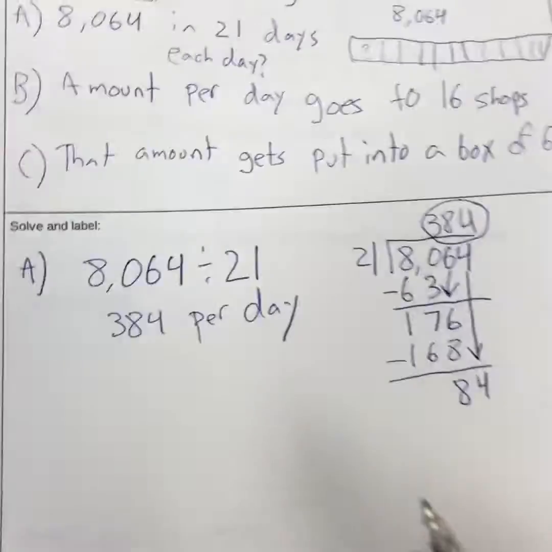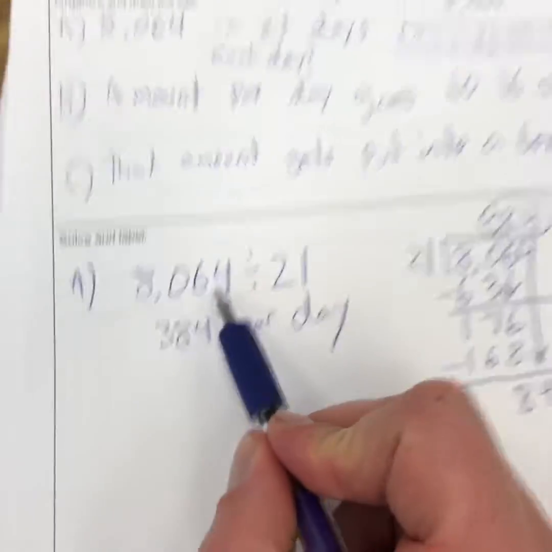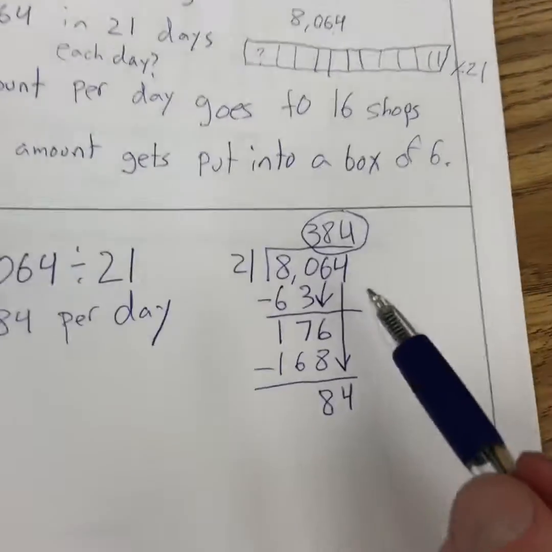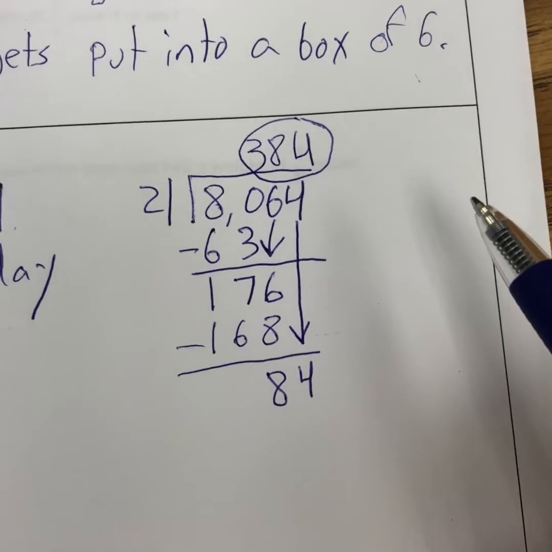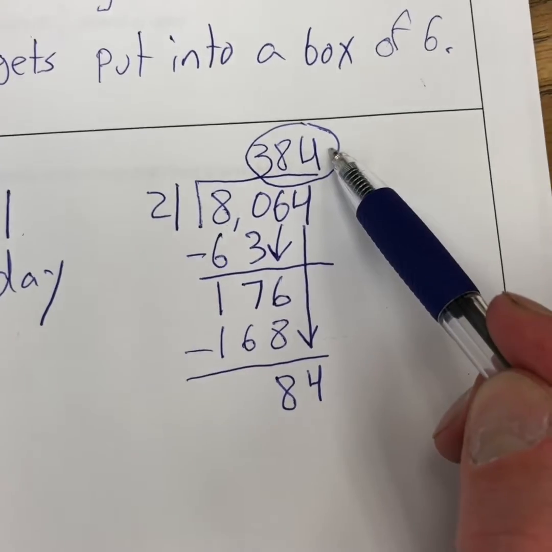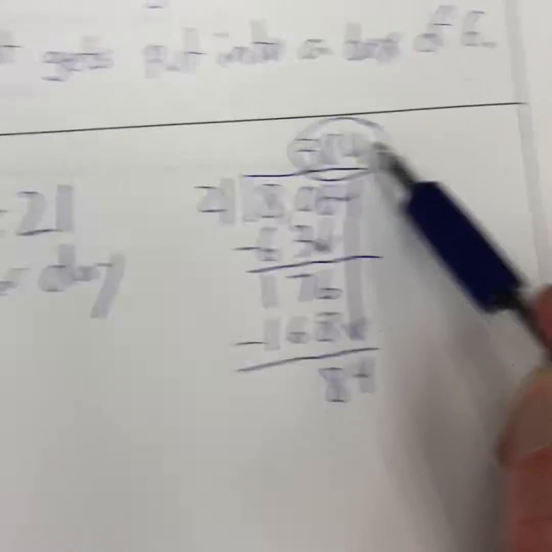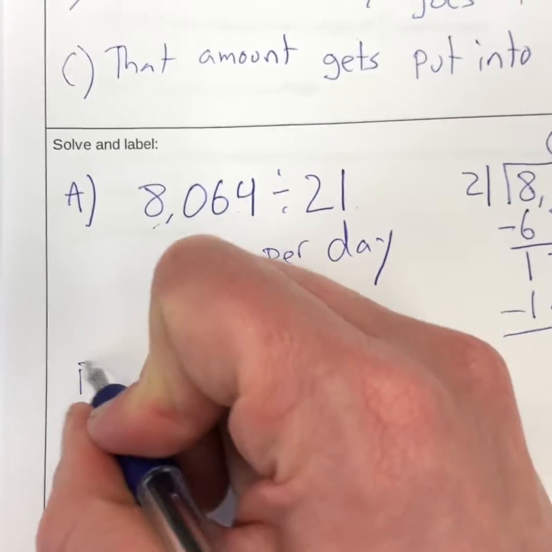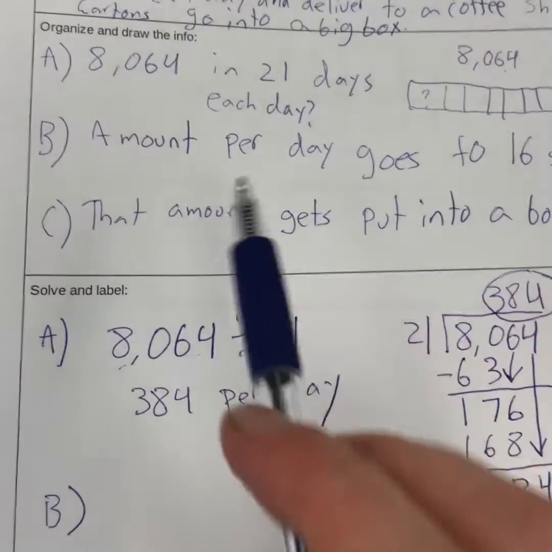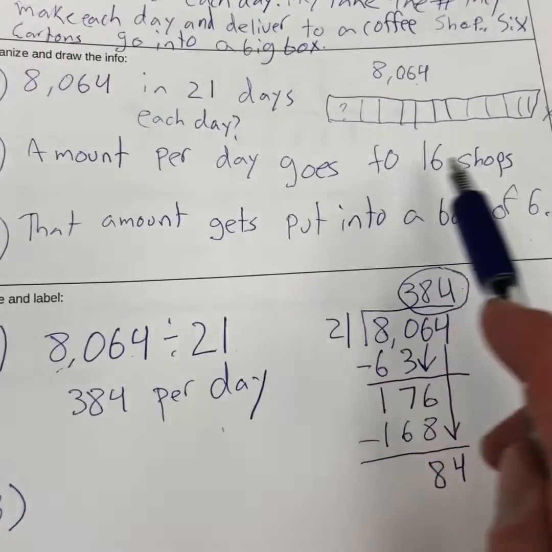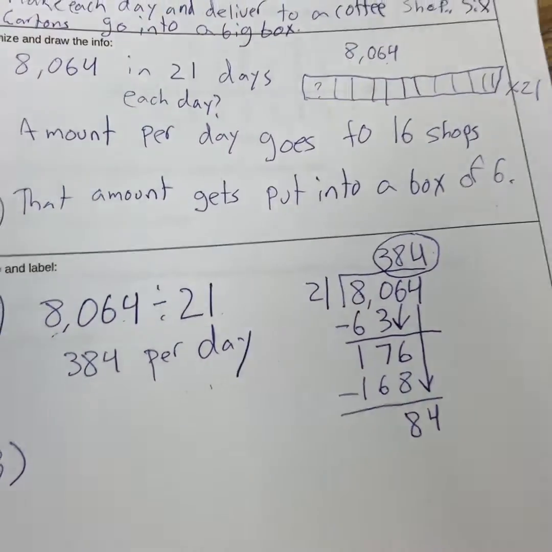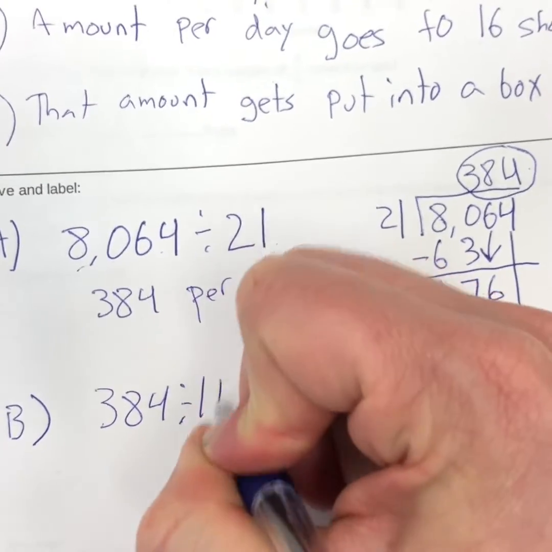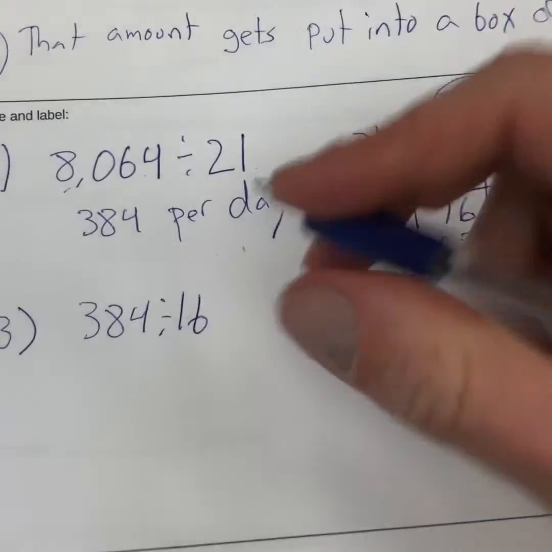Okay, so now I take my 8,064 in 21 days, and I divide it by 21. Here you can check your long division, and I figure out that it equals 384. So they make 384 cartons per day. So my next step is that amount goes to 16 shops. So I'm going to do 384 divided by 16.